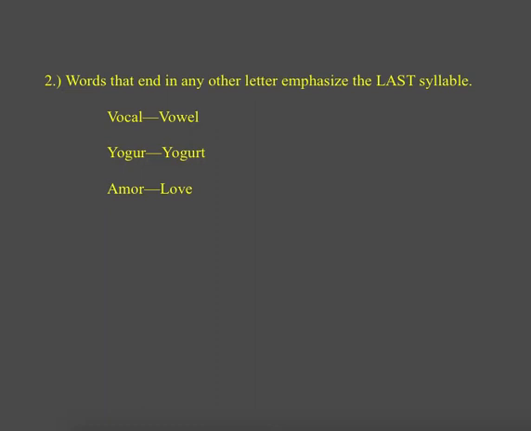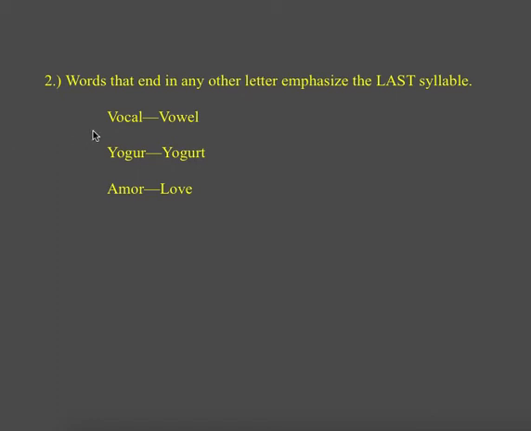So words like vocal, which means vowel, yogur, which means yogurt, and amor, which means love. These words emphasize the last syllable because they end in a letter that is not a vowel, not an N, and not an S.